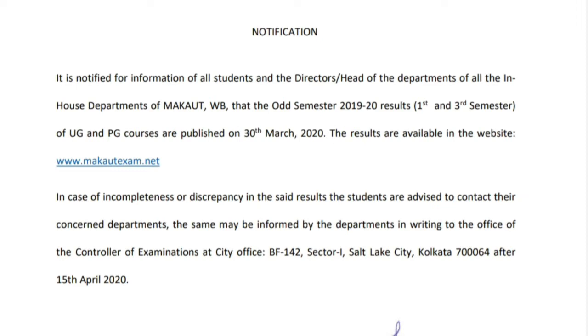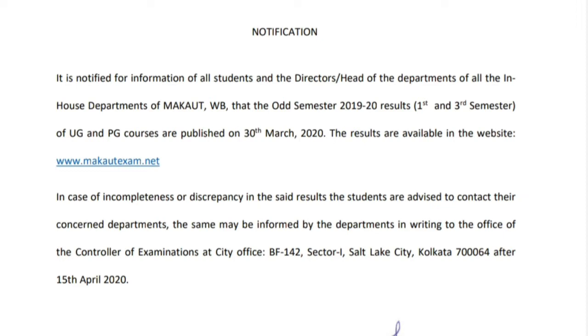PG courses, most of the students, M.Tech students, I have shown you that in-house. Apart from the in-house department, there are many other courses, even in civil and mechanical. There are students who haven't received their results yet. So you need to keep in mind that you people are not at all neglected by Makaut. In any case of incompleteness or discrepancy, they need to contact after 15th April 2020.